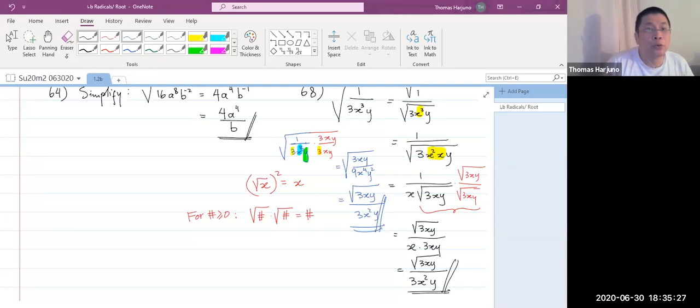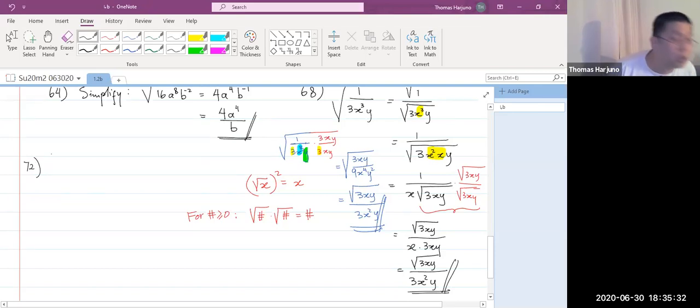Number 72. Let me do it here. Number 72, I have the fourth root of x to the 7th y to the 12th over 125x.